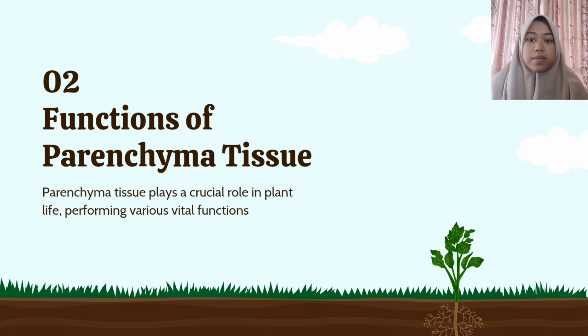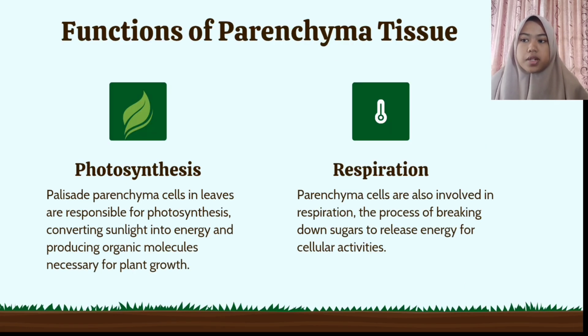Function of parenchyma tissue. Parenchyma tissue plays a crucial role in plant life, performing various vital functions like photosynthesis, respiration, storage, structural supports, growth, and regeneration. The first, photosynthesis. Palisade parenchyma cells in leaf are responsible for photosynthesis, converting sunlight into energy and producing organic molecules necessary for plant growth. The second is respiration.